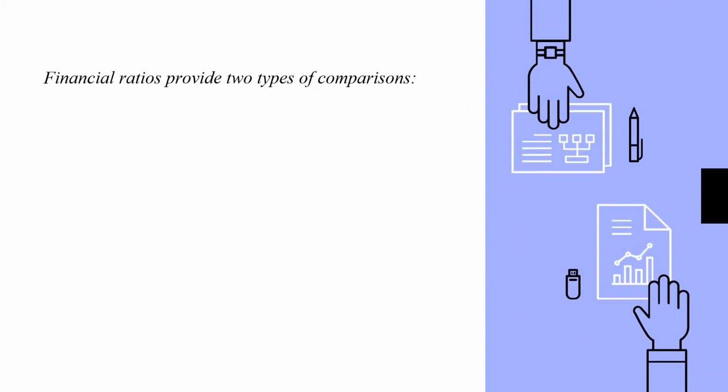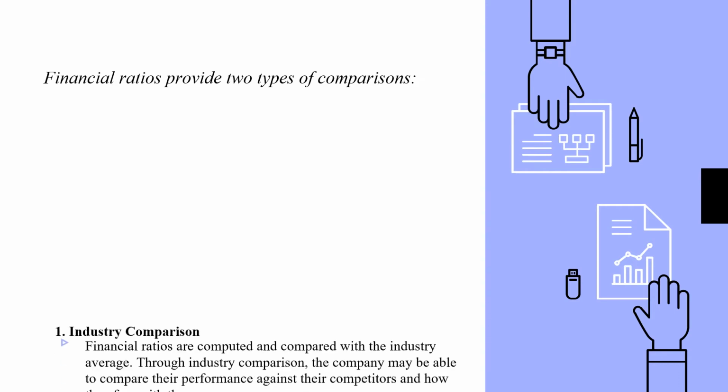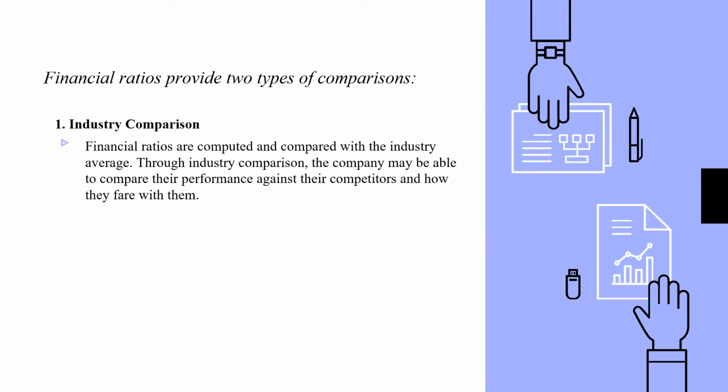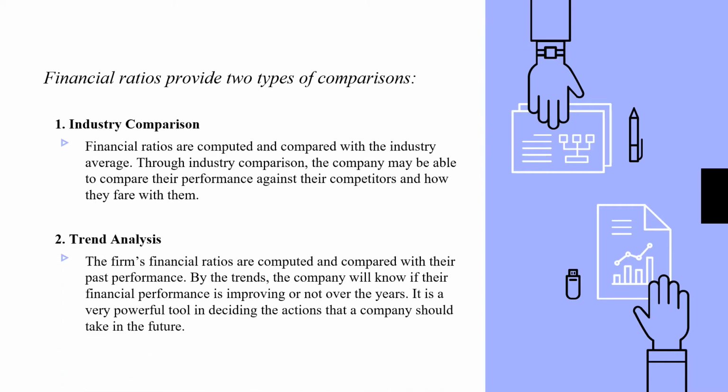So financial ratios provide two types of comparisons. First, industry comparisons. Just like what I have said earlier, financial ratios are computed and compared with the industry average. Through industry comparison, the company may be able to compare their performance against their competitors and how they fare with them. And also, trend analysis. The firm's financial ratios are computed and compared with their past performance.